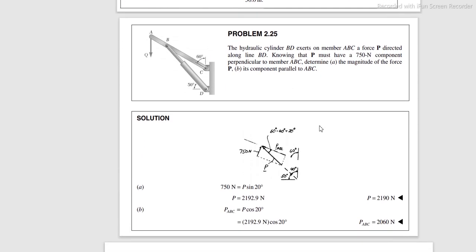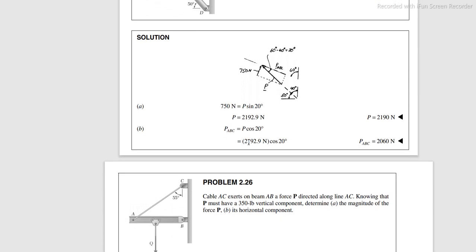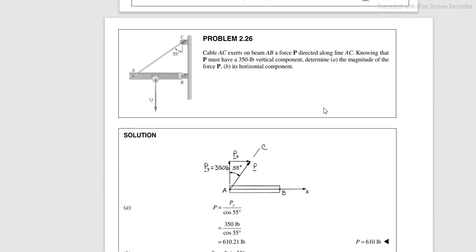Problem 2.25. The hydraulic cylinder BD exerts on member ABC a force P directed along the line BD. The force P must have a 750 Newton component perpendicular to member ABC. Determine the magnitude of the force P and its component parallel to ABC. Here the force is P. This is the free body diagram and the solution is a very easy question.